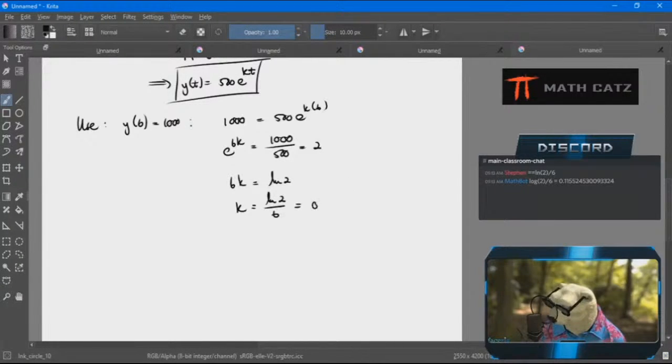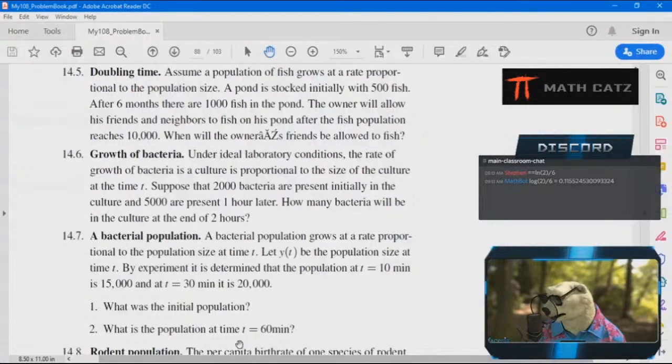We get 0.1155 and some change. So now we have our function completely. Even though I write k, I am aware that I have an exact value for k. It's just an ugly decimal number, so I don't want to put it into my function. So now let's see what their question is.